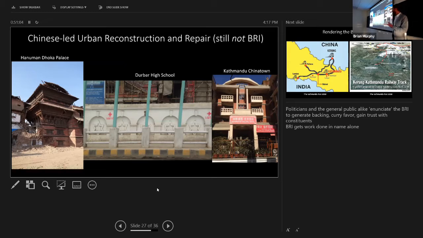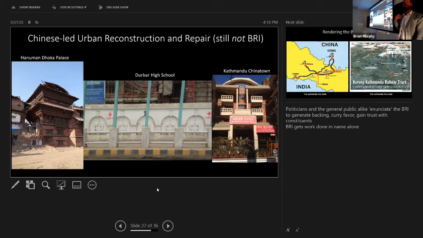In Kathmandu, in the capital city, many other Chinese development projects, earthquake reconstruction, investment and development of new business enclaves in Kathmandu are also not BRI projects. Repairs to the Hanuman Dhoka Palace in Kathmandu's Basantapur, the reconstruction repair of the historic Durbar High School, and the expansion of Kathmandu's Chinatown in Jhamsikhel also are not Belt and Road projects, but Chinese development and the Belt and Road are rhetorically often synonymous in Nepal. And I question, why is that?